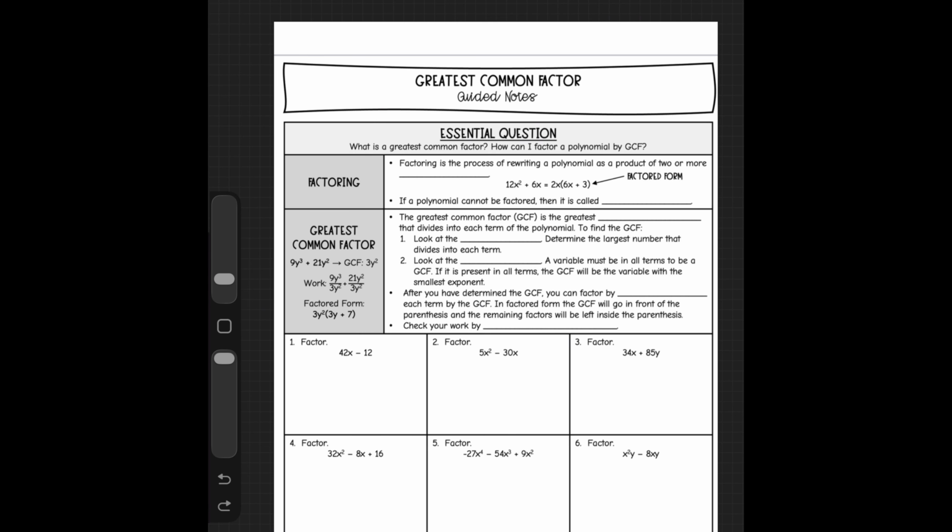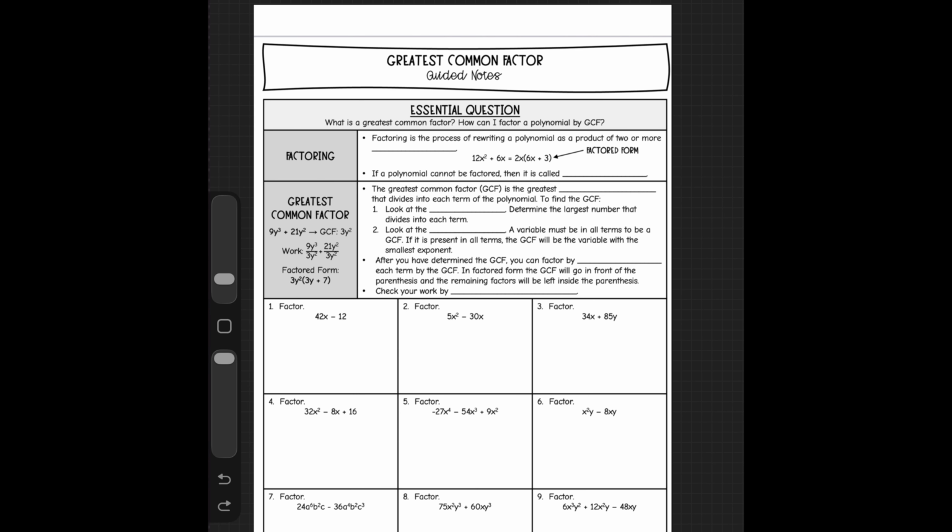Yay! Anyways, today we're going to be learning about greatest common factor.